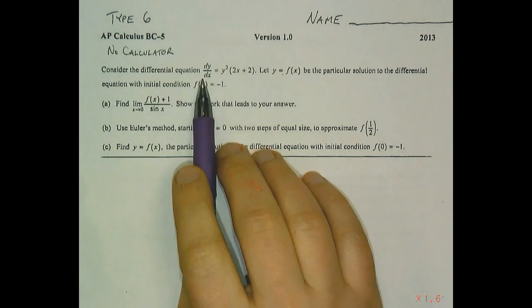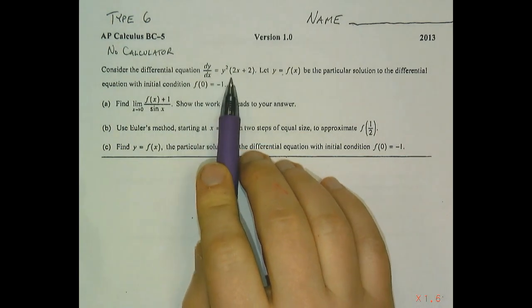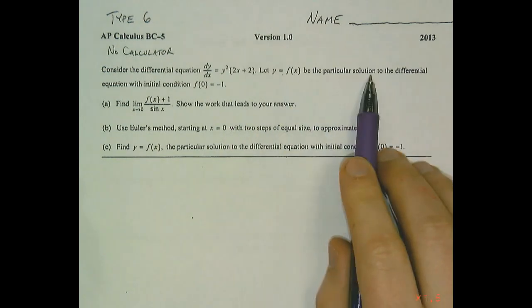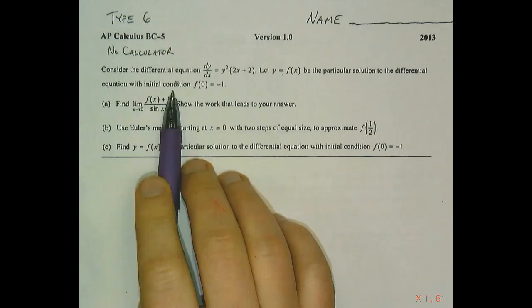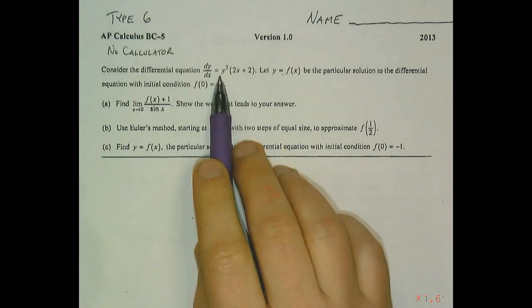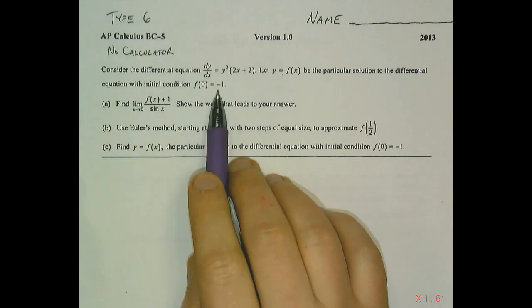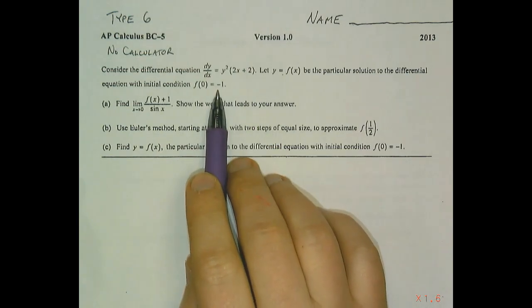Consider the differential equation dy/dx equals y squared times (2x + 2). Let y equals f of x be the particular solution to the differential equation with an initial condition. So right away we see that we have an equation that may or may not be separable, and we have the initial condition. So this should clue you in that it's a type 6 problem.